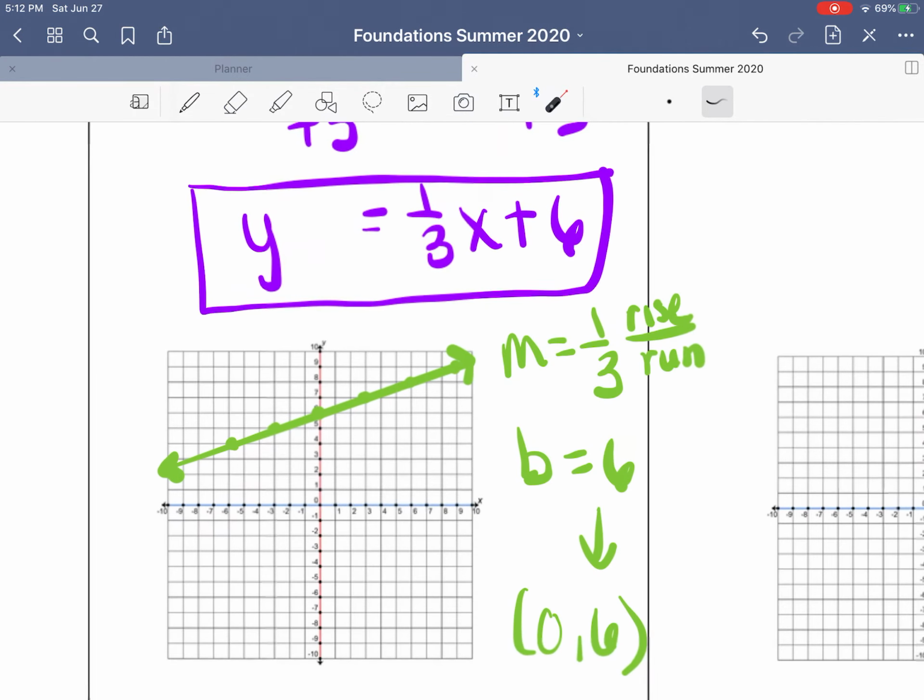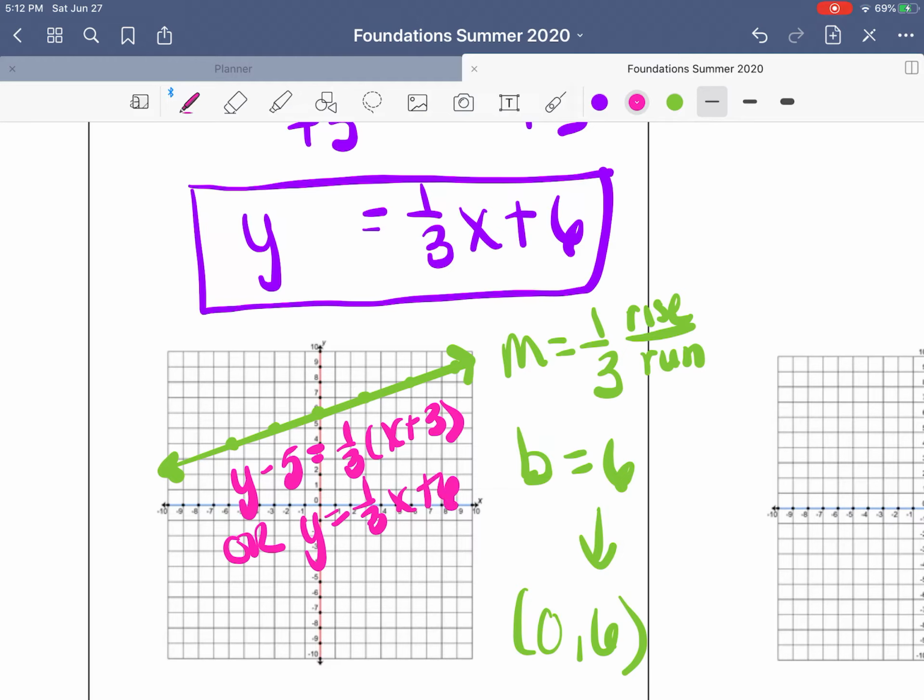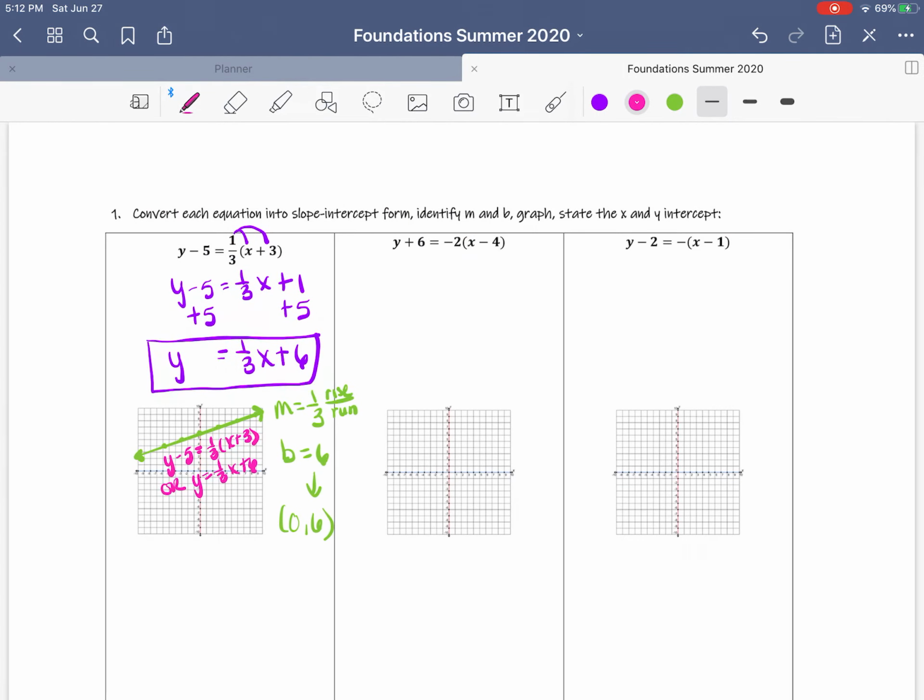So this line is y minus 5 equals 1/3 times x plus 3, or y equals 1/3 x plus 6. They're the same line. They just look a little different in equation form.